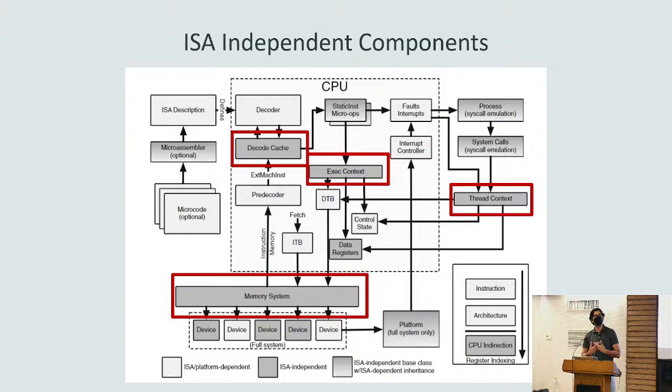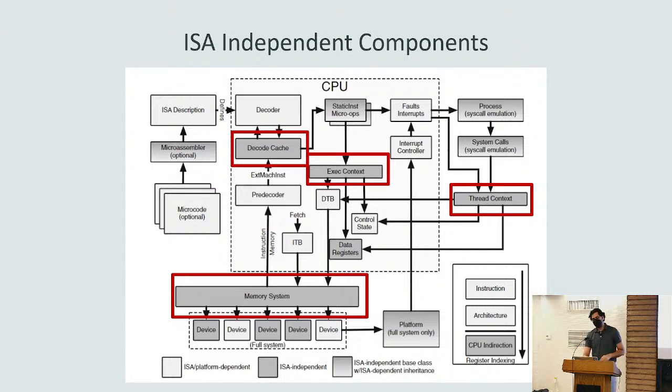Other components are ISA independent; the memory system is an example. In gem5, it is mostly ISA independent, so it doesn't matter which ISA you're using, it will behave exactly the same way. Then there is something called a decode cache, which in gem5's terminology is like a container where, once your instructions are decoded, you put them in some kind of cache or buffer.